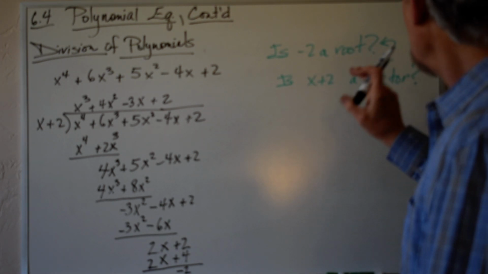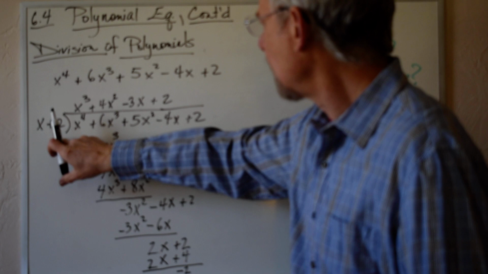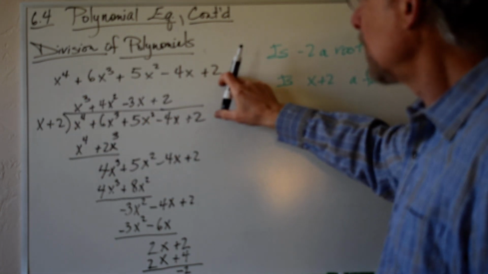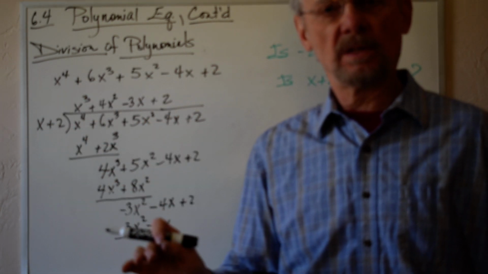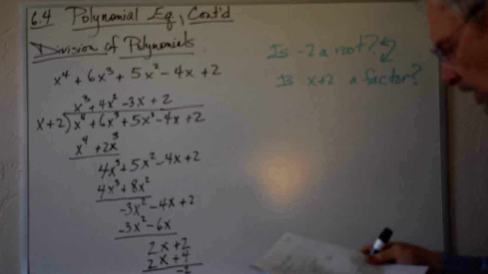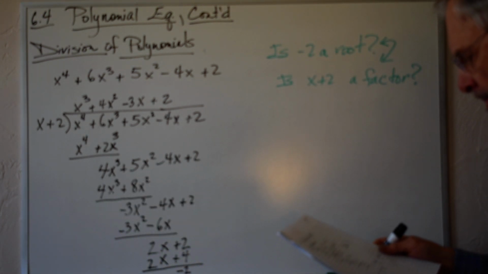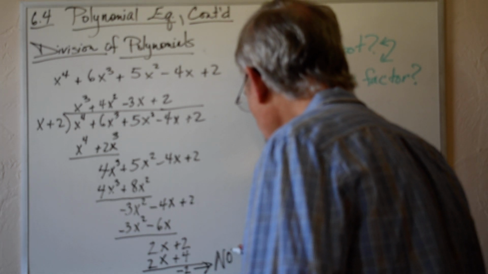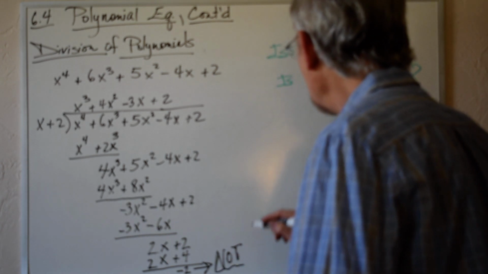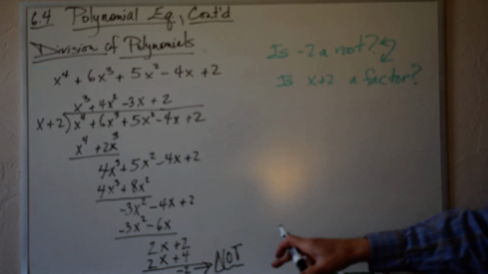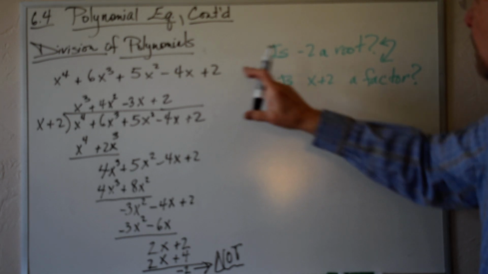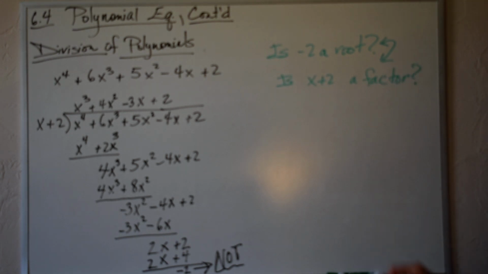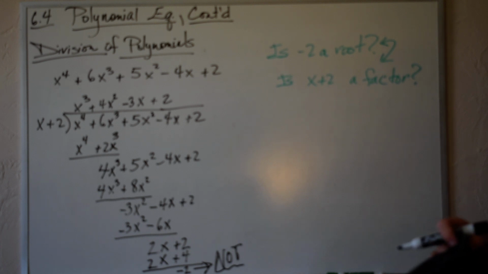But if x plus 2 was truly a factor of this polynomial, there would be no remainder. It would factor completely. So, the conclusion: minus 2 is not a root of this polynomial because x plus 2 is not a factor. All right, so we figured something out there, but it was a lot of work.